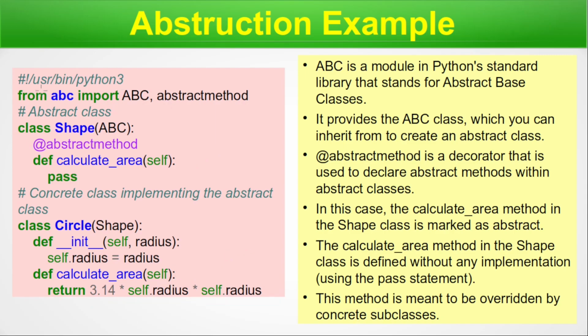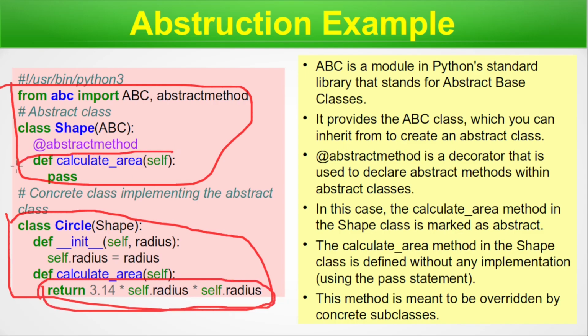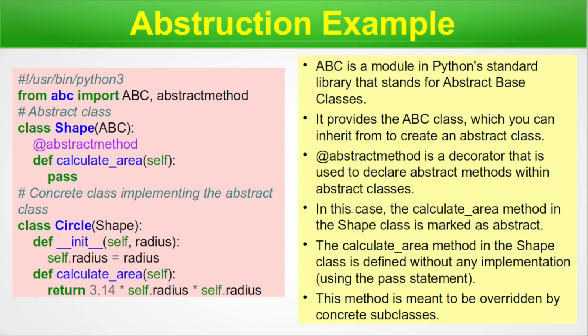So you can see we have defined the abstract class here, and then we are defining a specific class here, and here we are giving a specific area calculation in the method which was earlier an abstract method. The abstract method here we are defining with the abstractmethod decorator that we have imported. So this way the abstraction is created in object-oriented Python programming.